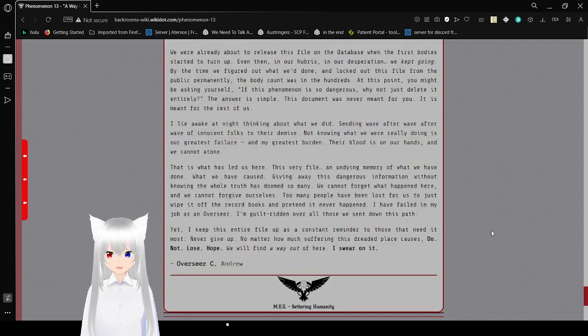We were already about to release this file along the database when the first body started to turn up. Even then, in our hubris, in our desperation, we kept going. By the time we figured out what we'd done and locked out this file from the public permanently, the body count was in the hundreds. At this point, you might be asking yourself, if this phenomenon is so dangerous, why not just delete it entirely?